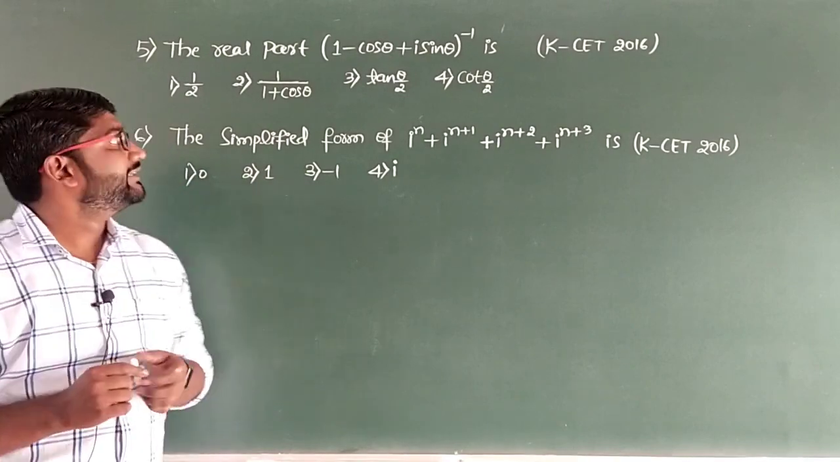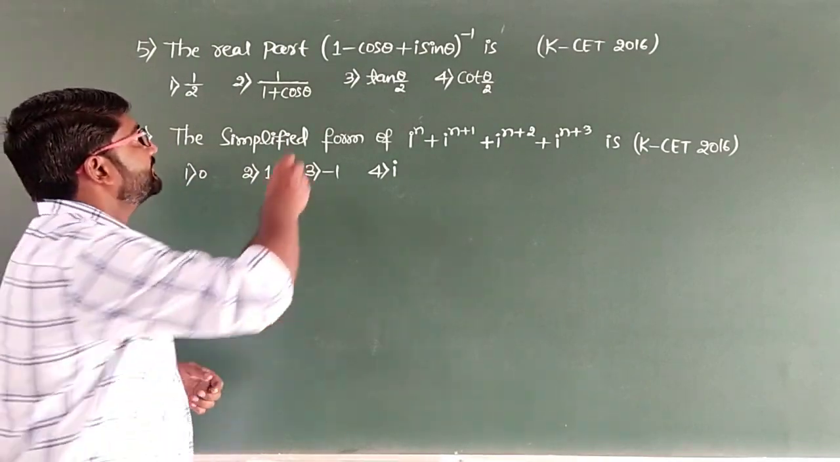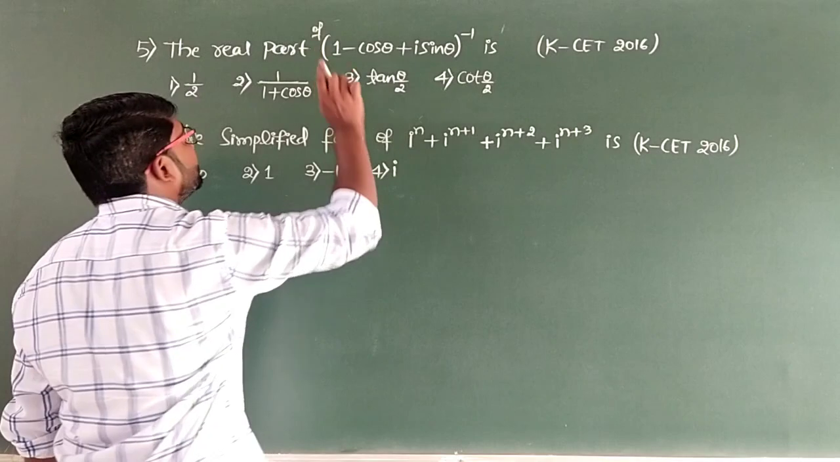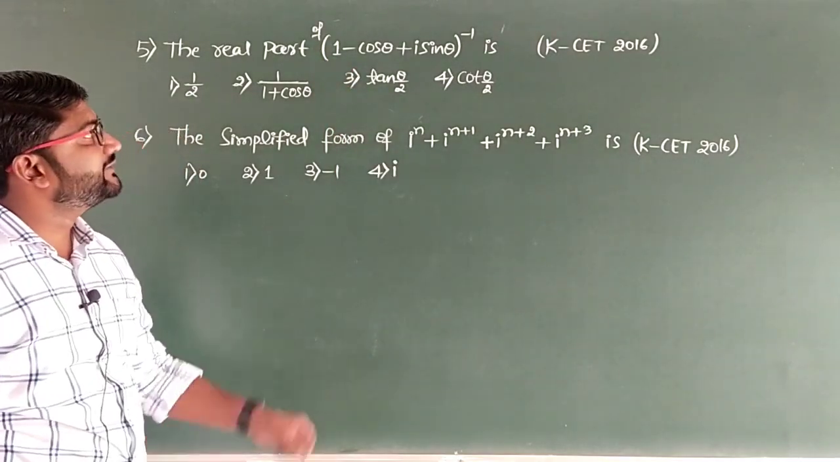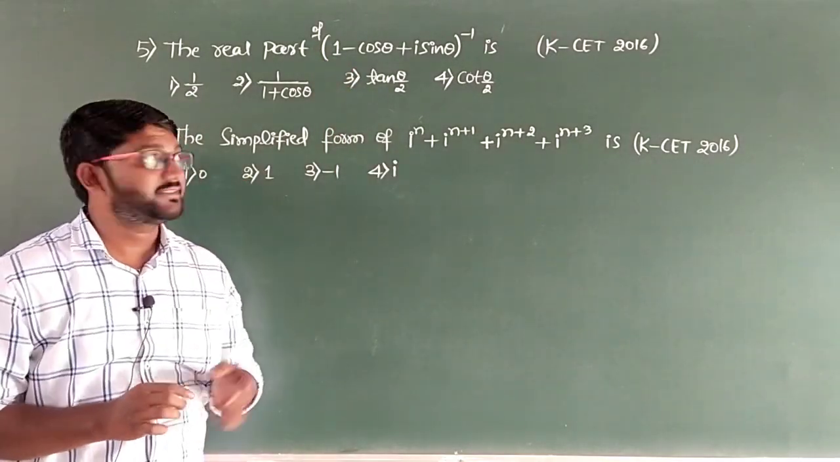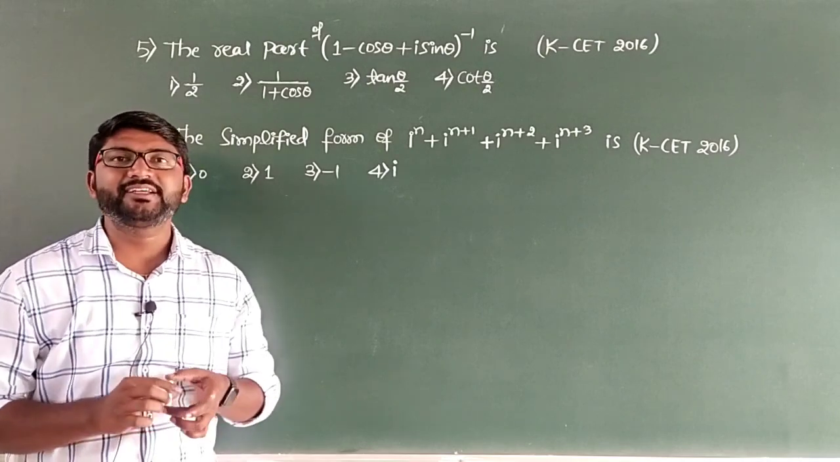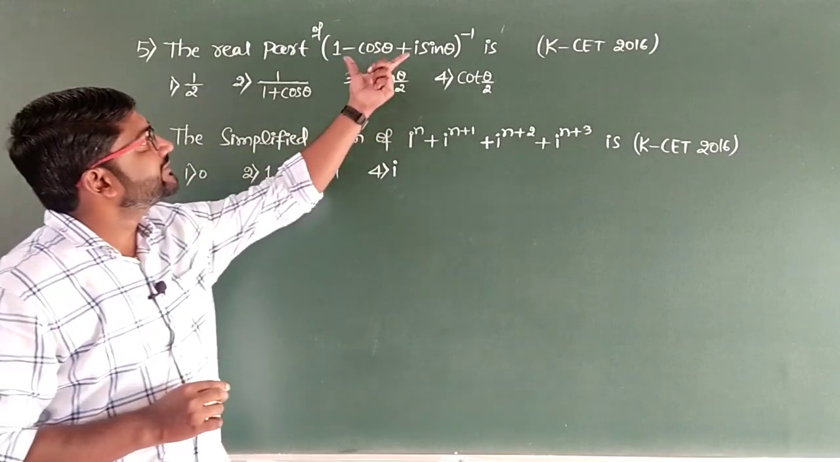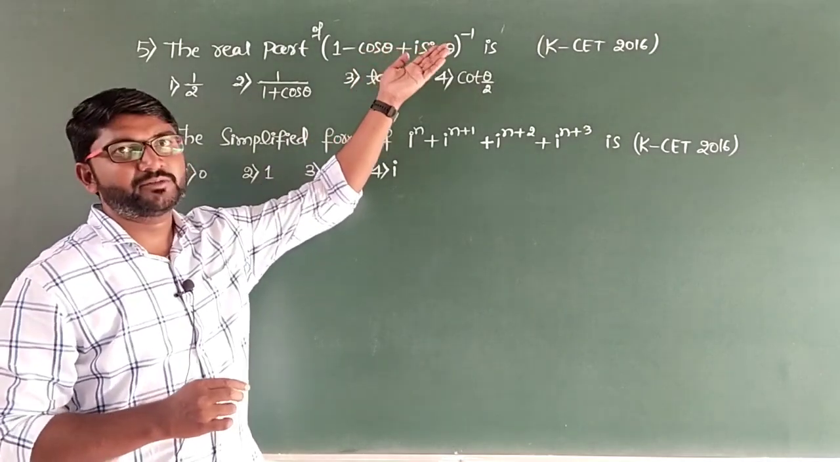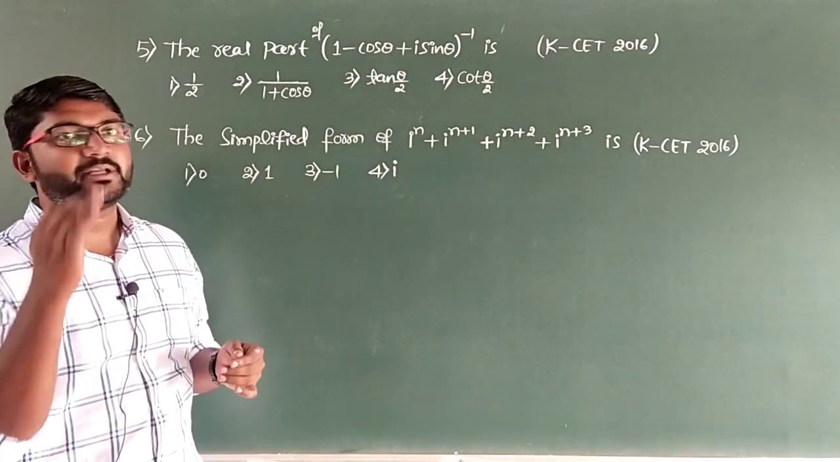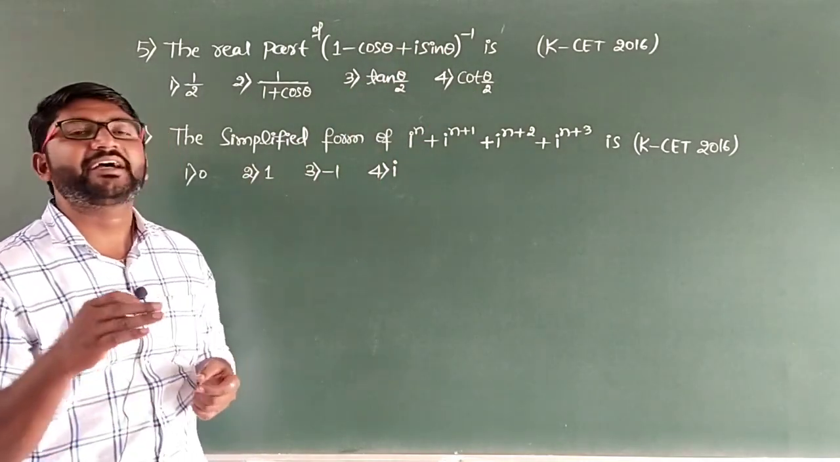Question number 5 is, the real part of 1 minus cos theta plus i sin theta whole to the power minus 1 is, and this question was asked in Karnataka CET 2016. So this can be written as, to the power minus 1 means take it to the denominator, we get 1 divided by 1 minus cos theta plus i sin theta.